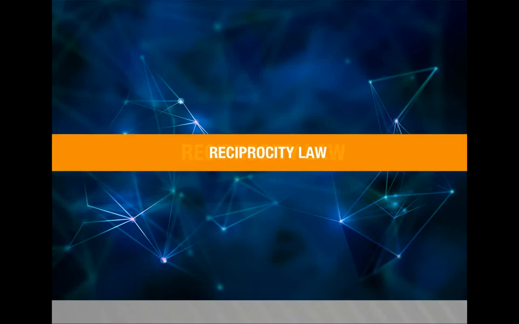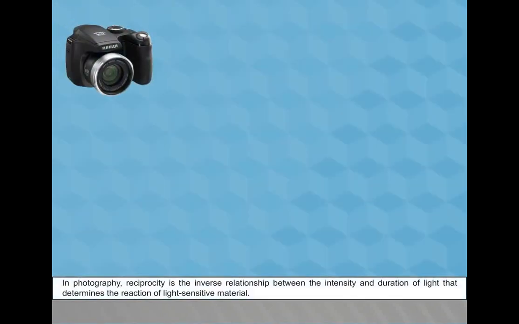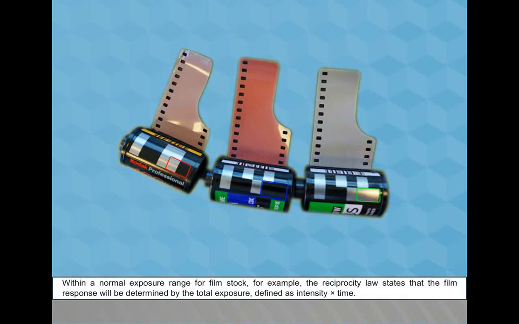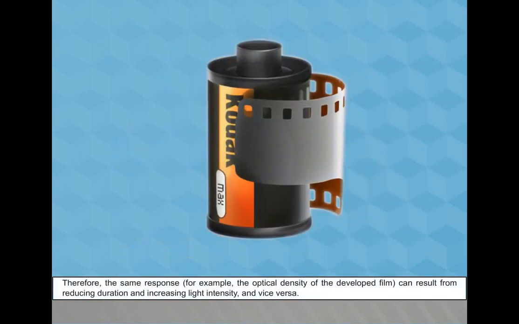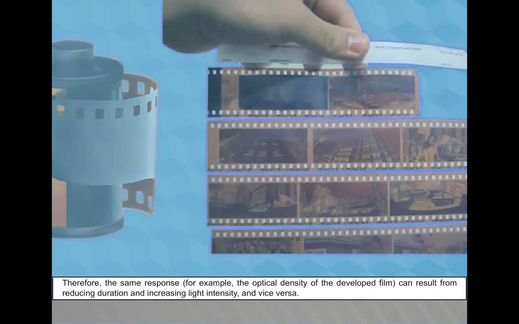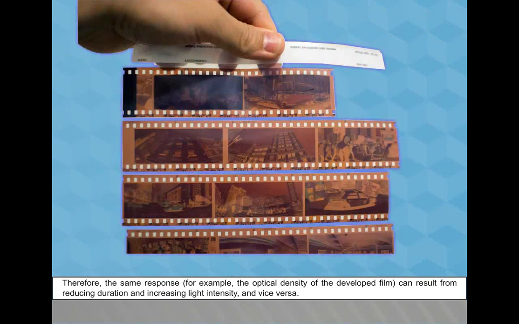Reciprocity law. In this video, we are going to see about reciprocity law. In photography, reciprocity is the inverse relationship between the intensity and duration of light that determines the reaction of light-sensitive material. With a normal exposure range for film stock, for example, the reciprocity law states that the film response will be determined by the total exposure, defined as intensity x time. Therefore, the same response, for example the optical density of the developed film, can result from reducing duration and increasing light intensity and vice versa.